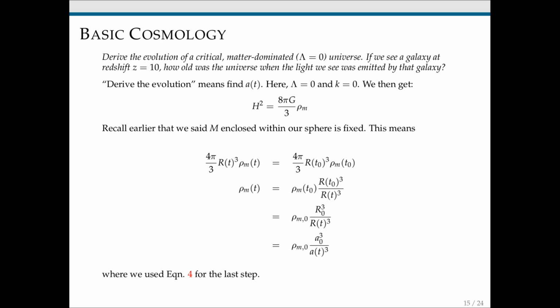So, derive the evolution means find the scale factor as a function of time. Here, lambda is equal to 0, and k is also equal to 0, so we take equation 10, we set 2 of those terms to 0, and we get this over here.